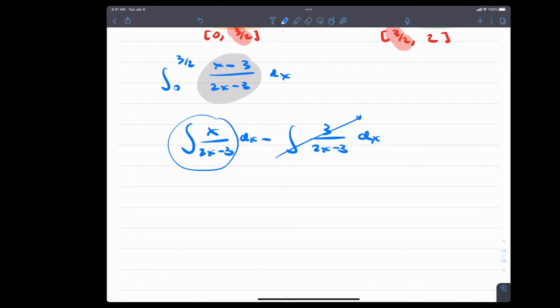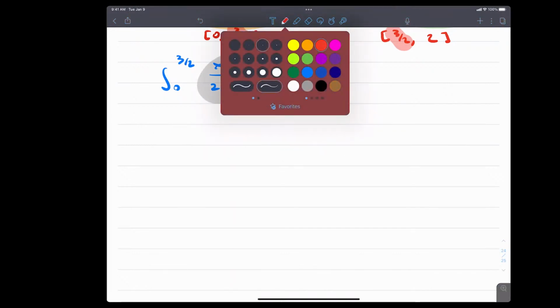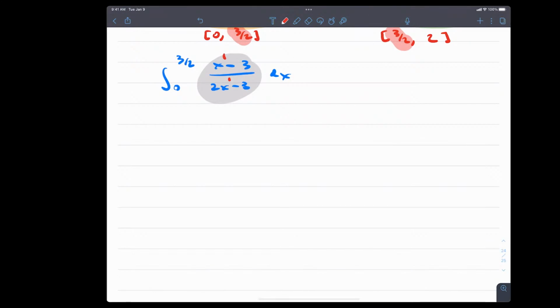I mean, you might be able to argue with it. I think it's going to be hairy. You might be able to do something, but I look at that and I go, not sure. Here's something that is very helpful. You see how the numerator and denominator have the same degree, highest power? You know what you can do? Divide.